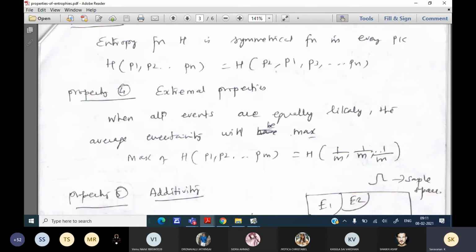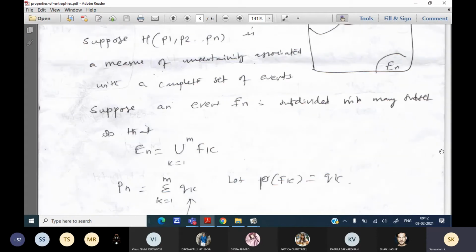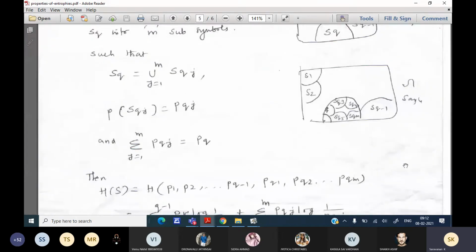Okay. So we have already proved the upper bound for h of x, so that is said to be the extremal property. When all events are equally likely, the average uncertainty associated with that will be maximum. H is maximum only when all the probabilities are equal. If m number of alphabets are generated and the probabilities are 1 by m, in such a case you will get the maximum value of h. Anyway, using the additivity property, we are going to do a simple problem. I can explain that additivity property again, and then you can do a simple problem.